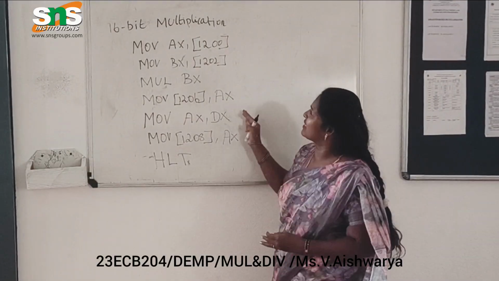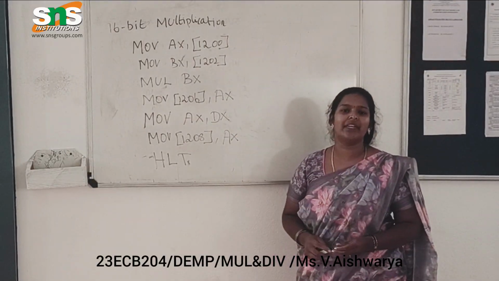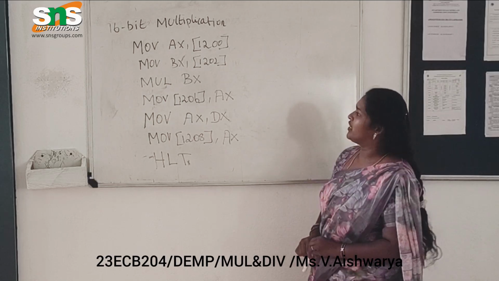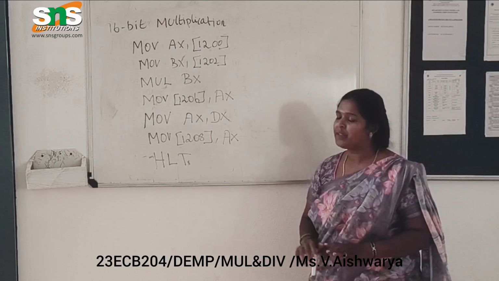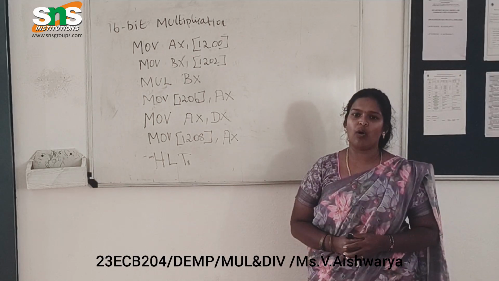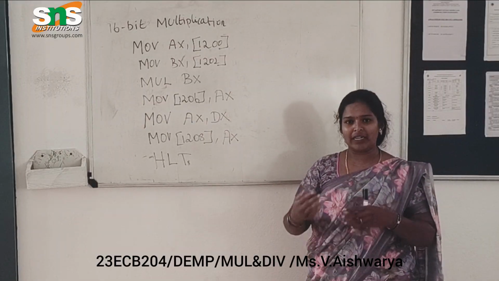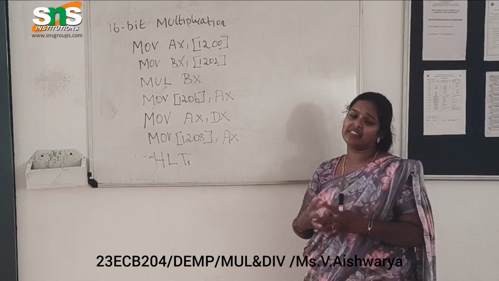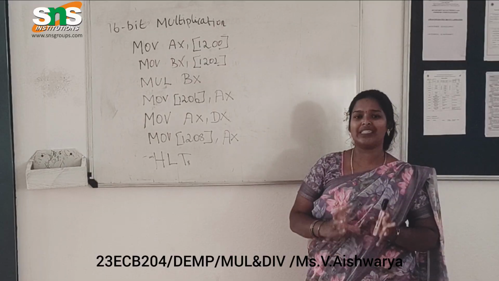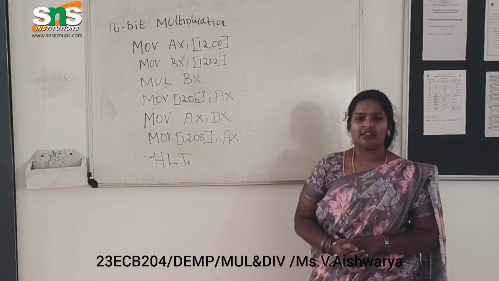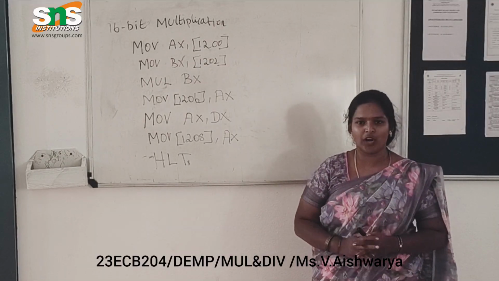So this is the 16-bit multiplication program in 8086. Initially we start the program and get the value of the multiplicand and multiplier. Then we multiply the values, store the result into the address, and halt the program. This is the overall function.